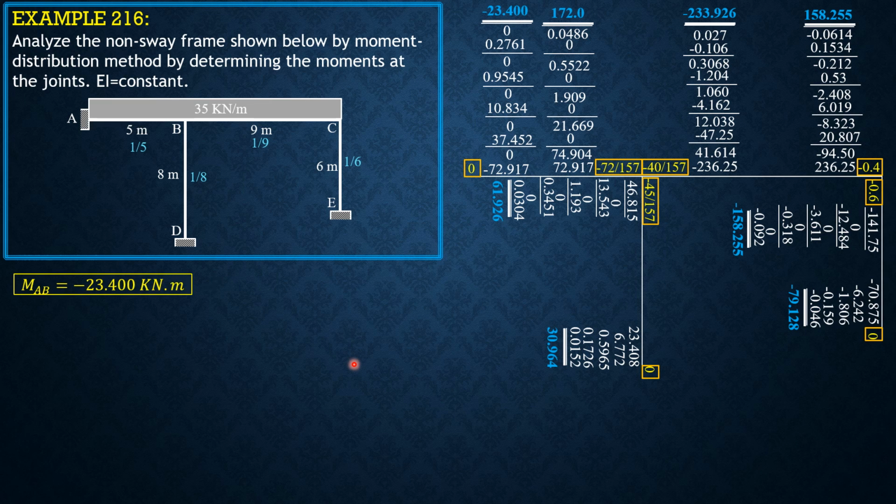Then compare these moment values. Remember, these are just approximate but very close to the answers from slope deflection equations.